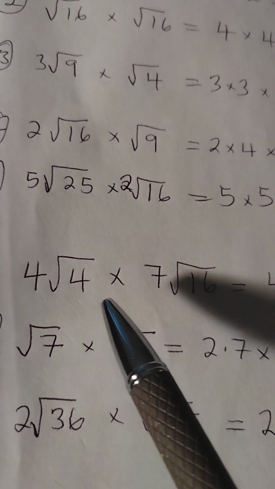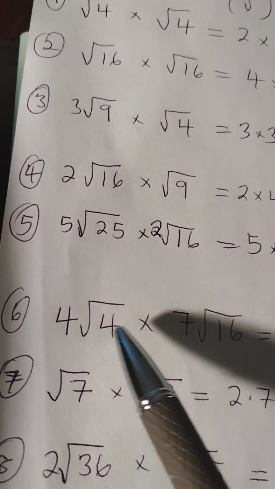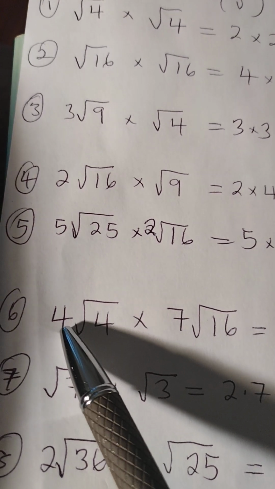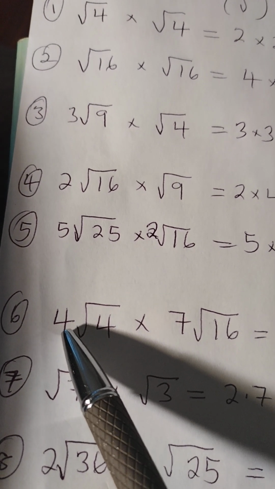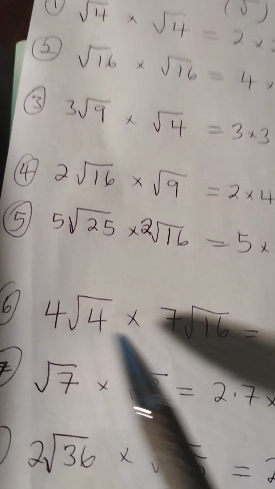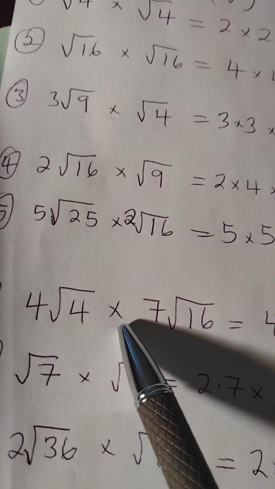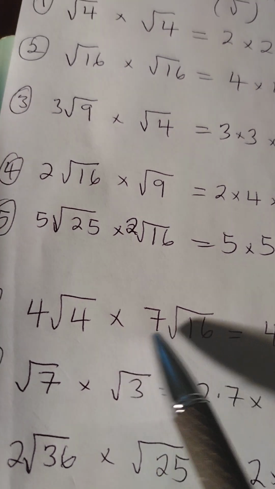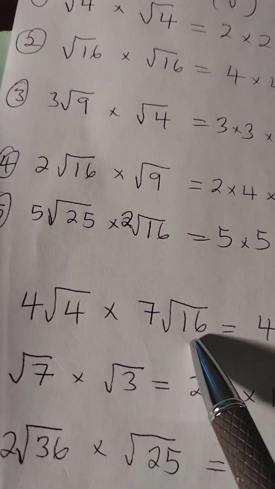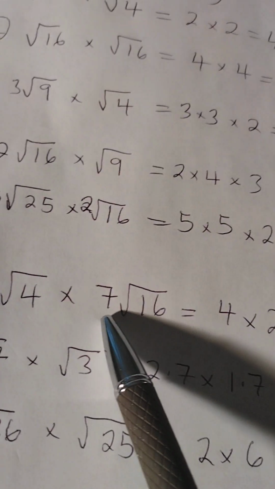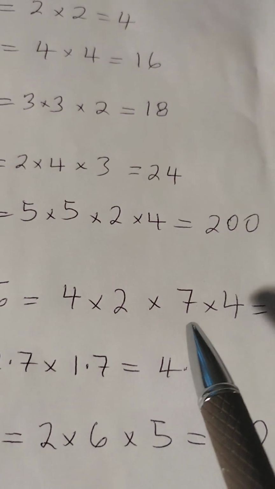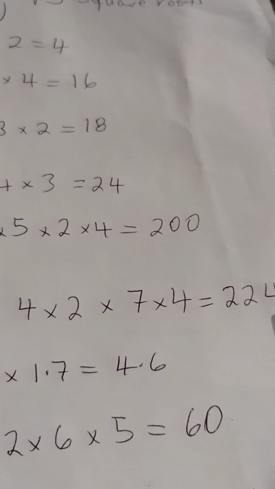On this one right here, finding the square root of 4 is 2, times this 4 right here, which is 8. So the square root of 4 is 2, times this 4 will give you 8. Times the multiplication sign right here that was given, times the square root of 16, which is 4, times this 7 right here, which is 28. So 4 times 2 times 7 times 4 is going to give you 224.